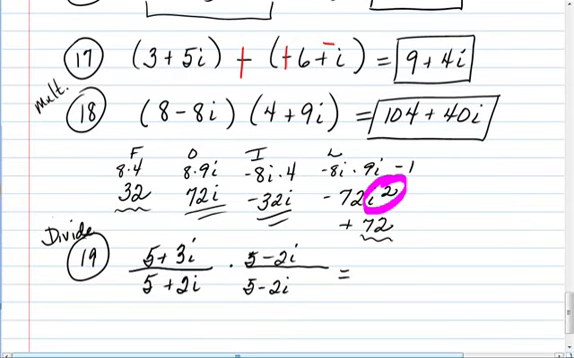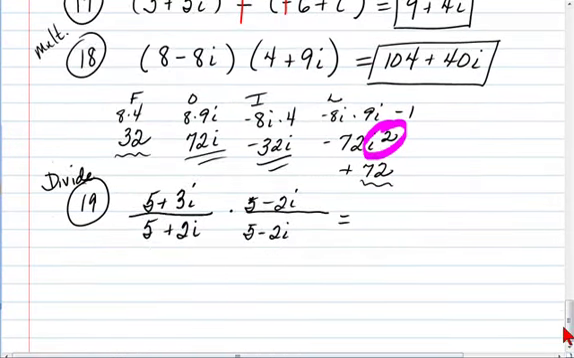All right, in the numerator, I'm going to use FOIL. The product of the first, 5 times 5 is 25. The outer product is minus 10i. The inner product is plus 15i. And the product of the last is minus 6i squared.